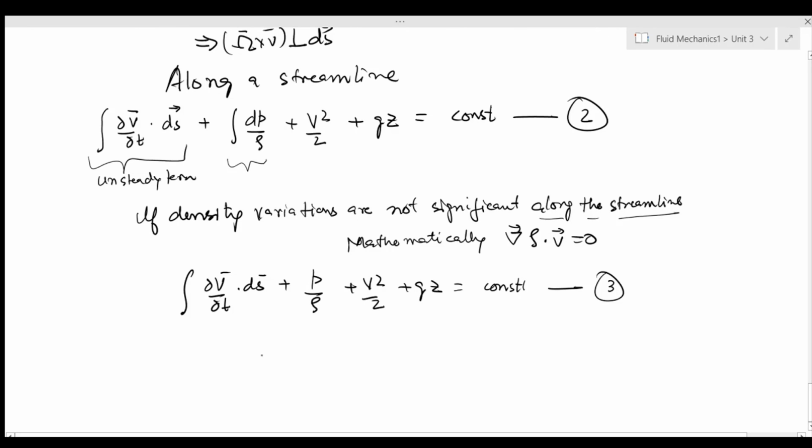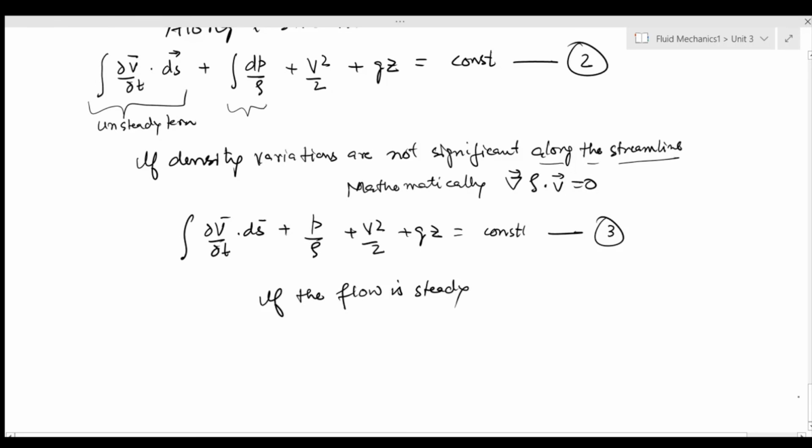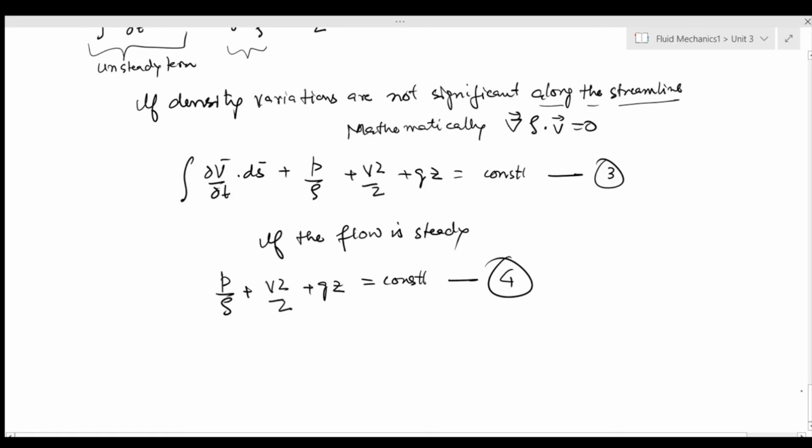Furthermore, if the flow is steady, then the first term would vanish, and we would have P by rho plus V square by 2 plus Gz is a constant. So that's what we have with us simply.